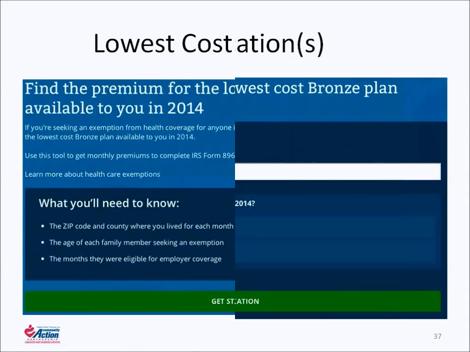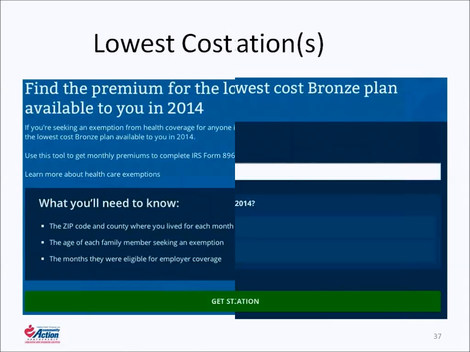As of yesterday, healthcare.gov finally posted the two tools to help you find the lowest cost bronze plan for the area and the second lowest cost silver plan. Okay? So, if you go to healthcare.gov/taxes/tools, then if you want to find the bronze plan premium, you click on that. If you want to find the silver plan, you click on that.